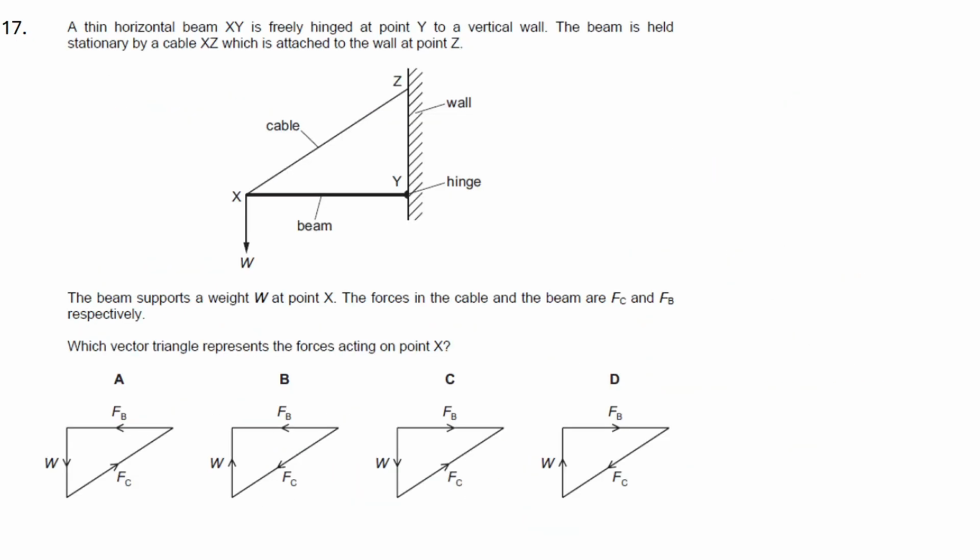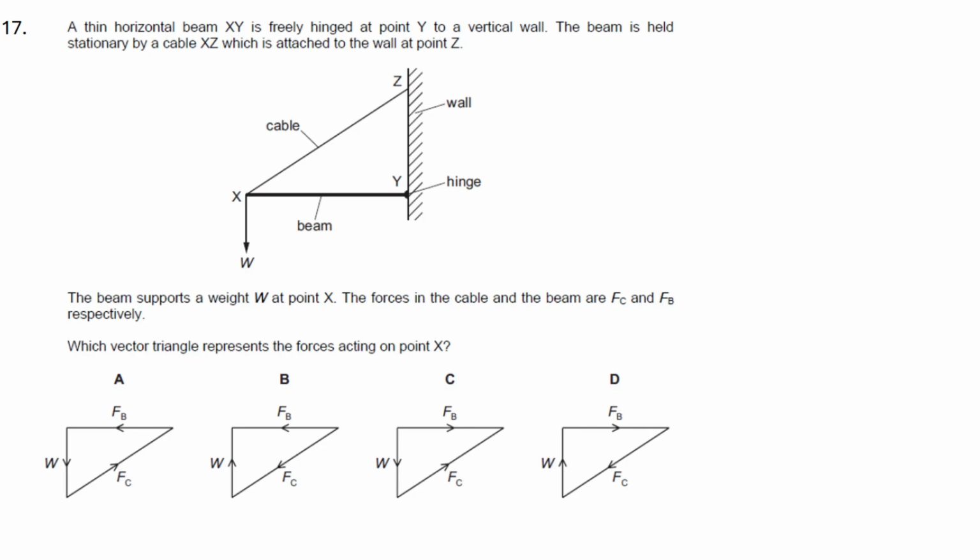Okay, number 17. A thin horizontal beam XY is freely hinged at a point Y to a vertical wall. The beam is held stationary by a cable XZ, which is attached to the wall at point Z. The beam supports a weight W at point X. The forces in the cable and the beam are FC and FB respectively. Which vector triangle represents the force acting on point X?